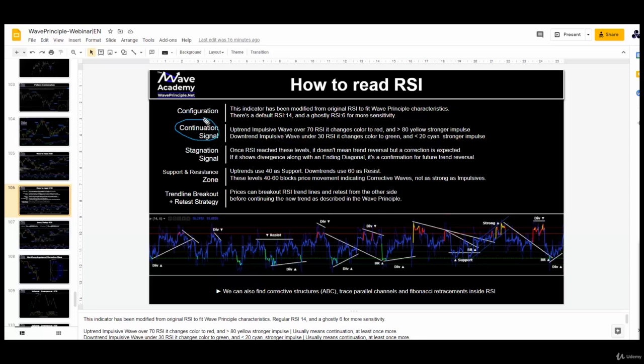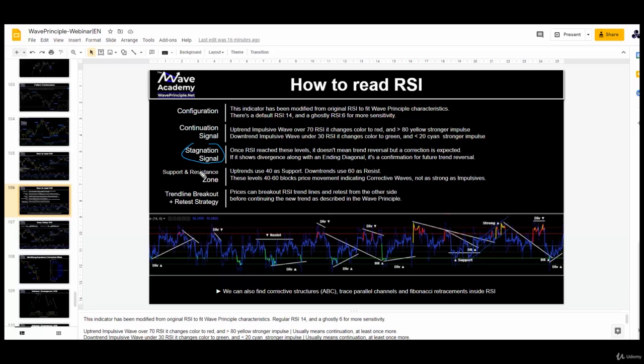It also has a continuation signal where I mark if it's impulsive or not. If it goes above 70, it turns red. If it goes above 80, it turns yellow. Yellow is stronger than red. Red and yellow usually mean it's an impulsive movement to the upside. It also turns green when it goes below 30. And if it goes below 20, that's cyan. When it's green or cyan, that means that it's an impulsive movement to the downside, or a strong one that needs correction.